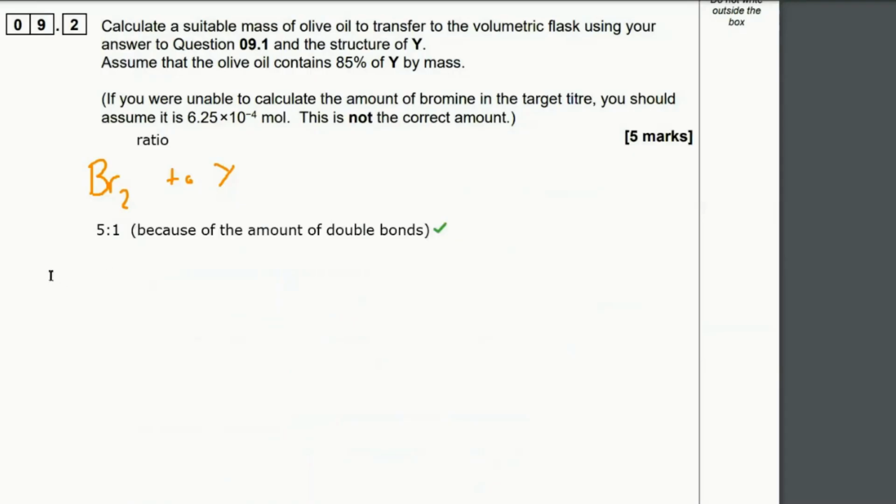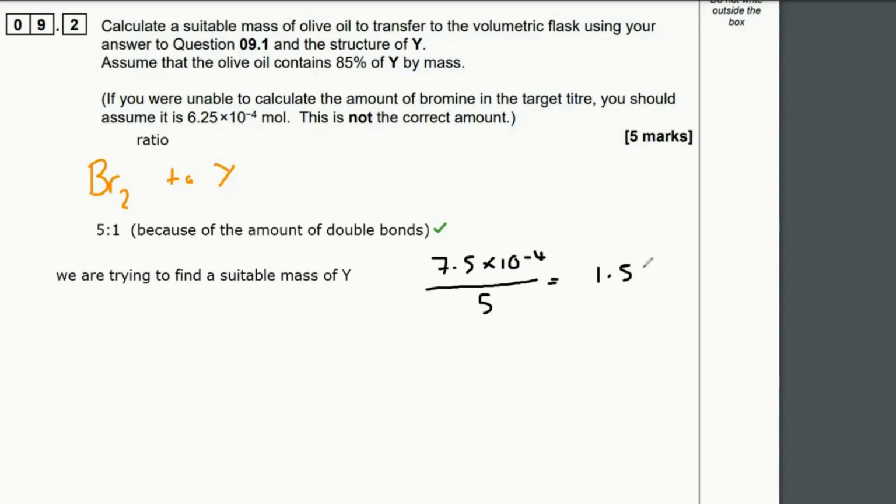So we're trying to find a suitable mass of Y to add. So we want the mass of Y. We're going to have to use our formula, which is mass over MR times moles. Do you remember from step 9.1, we found out there were 7.5 times 10 to the minus 4 moles of bromine. Well, because it's in a 5 to 1 ratio with Y, we divide by 5, and we have 1.5 times 10 to the minus 4 moles of Y.